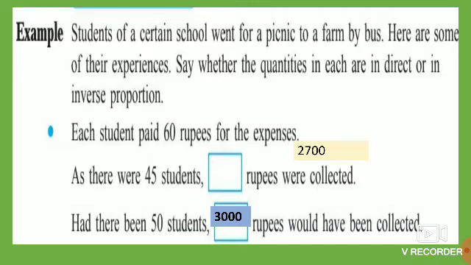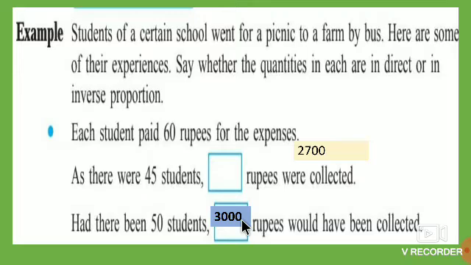Each student paid 60 rupees for the expenses. As there were 45 students, how many rupees were collected? That we have to write here. One student paid 60 rupees, so 45 students will pay 2700 rupees. If there are 50 students, then they will pay 3000 rupees, because one student pays 60 rupees, so 50 students will pay 3000 rupees.